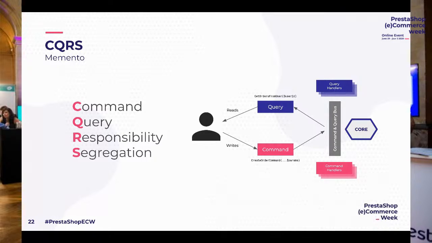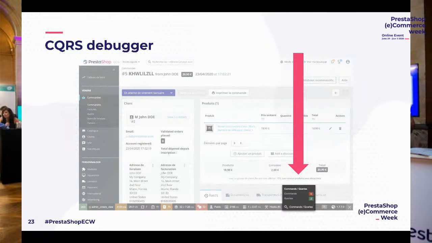And there's a new feature in 1.7.7, which is the CQRS debugger. It's a new tab that we added in the Symfony debugger that you see on the lower side of your screen whenever you're in a Symfony-based controller. So we added a new tab which is called command queries, and this new feature allows you to see for the page where you are which commands and which queries were called in that page.